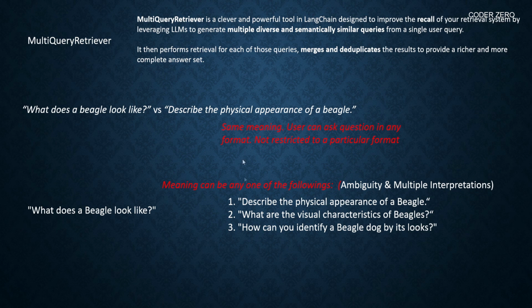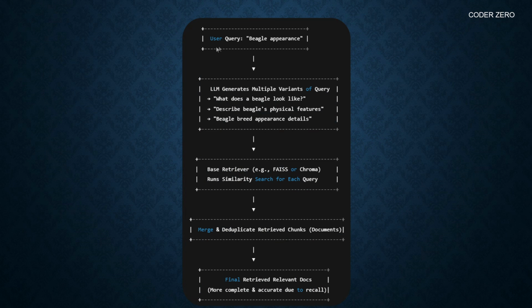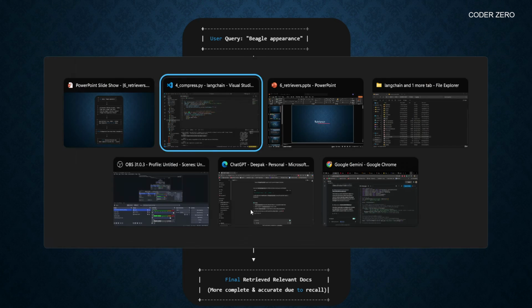To deal with this kind of situation, we have multi-query retriever. So this receives the user query, this generates multiple queries out of this user query which will be having the similar meaning, and then after that it does the retrieval, and after retrieving documents for each query, it merges everything together, it removes duplicate documents, and then finally gives the result. So this is the workflow of this multi-query retriever.